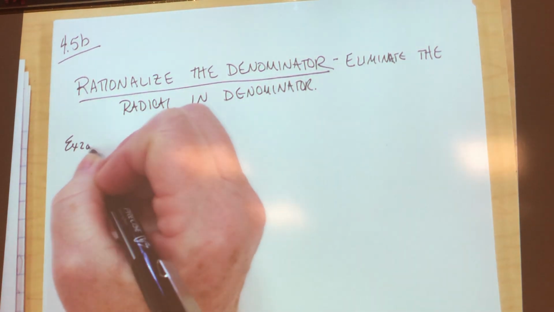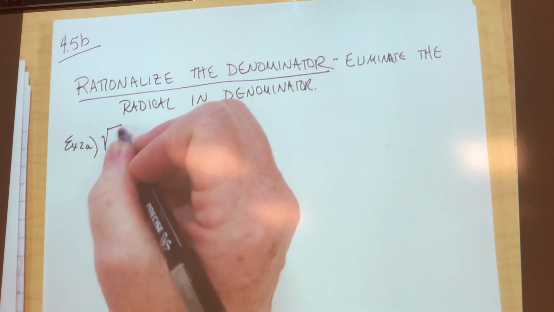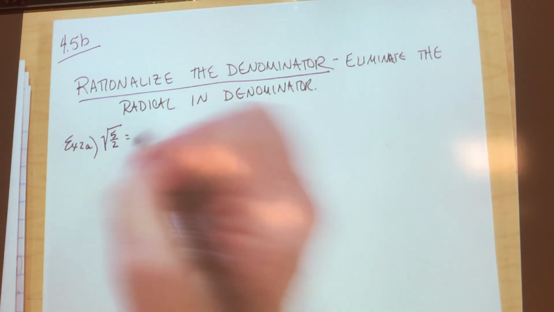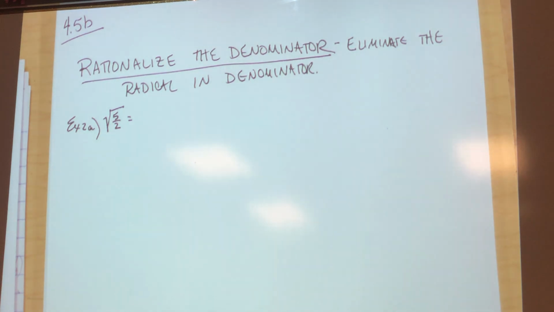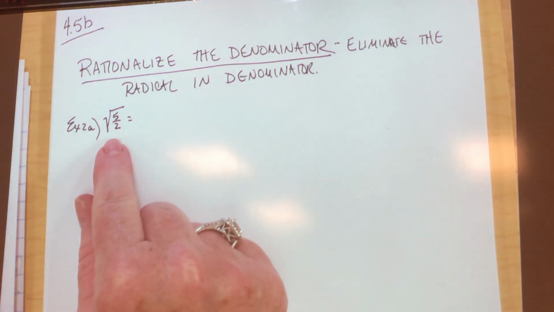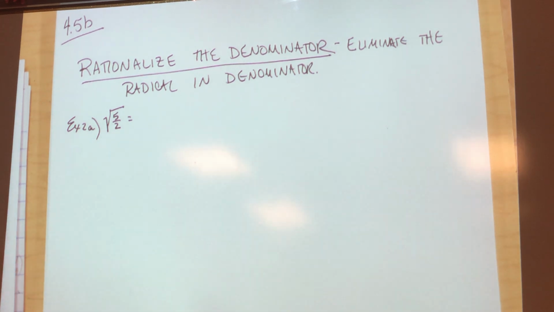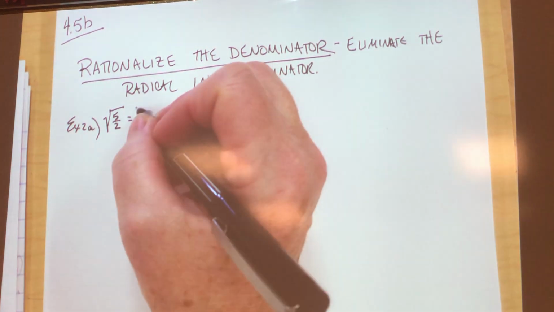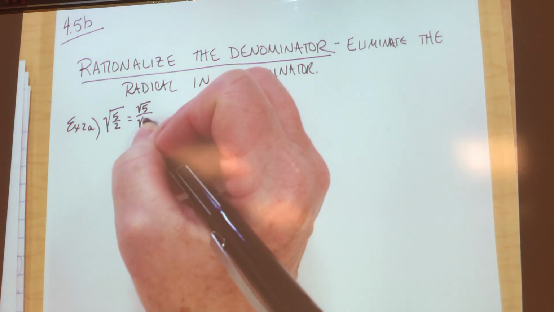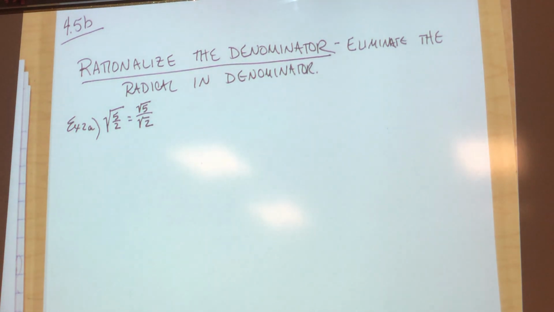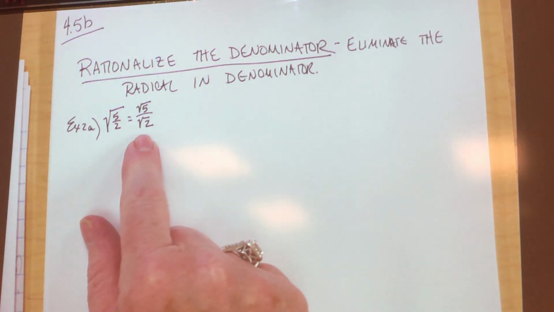So example 2a, the square root of 5 halves. All right, so here's what I always say. I say if you have a fraction under a square root symbol, if you can reduce the fraction, you should leave them under the same square root symbol. If you can't reduce the fraction, then you should separate them. Can you reduce 5 halves? No, so we're going to separate it and write it as the square root of 5 over the square root of 2. Are you with me? Yes? Okay, so this is the correct answer.